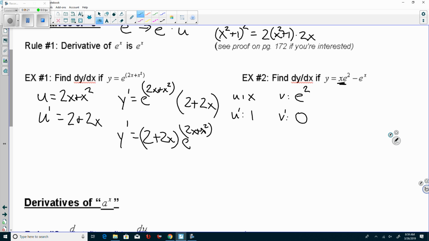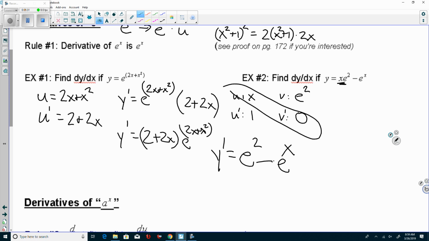So then what do I have? I have the cross multiplying. Those are gone. I just have e squared minus e to the x, and that is your y prime. So it's e squared minus e to the x. So that's the formal proof.